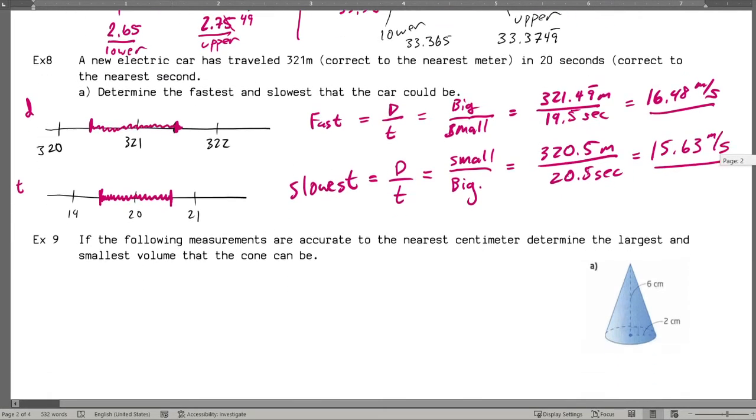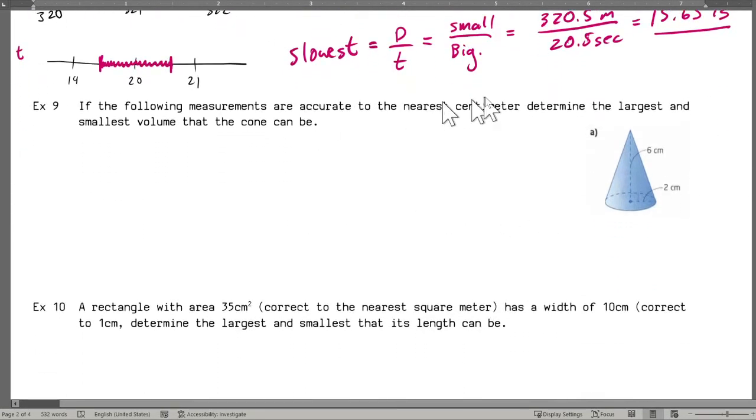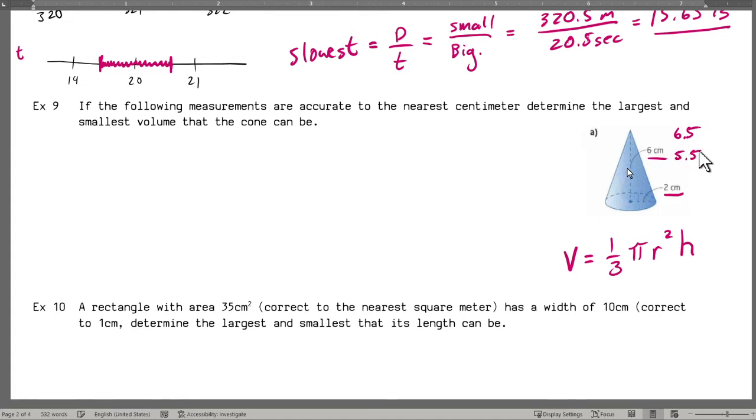So let's do this again now. If the following measurements are accurate to the nearest centimeter, what's the largest and the smallest that the cone could be? So, for the first time, let's remember that the volume of a cone is 1/3 pi r squared h, where r is 2 and h is 6 in this case. But remember, these are each accurate to the nearest centimeter, meaning this 6 could actually be 6.5, or it could be 5.5, because remember, we rounded it.